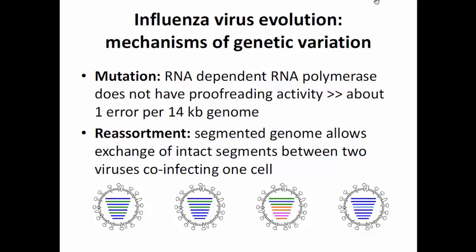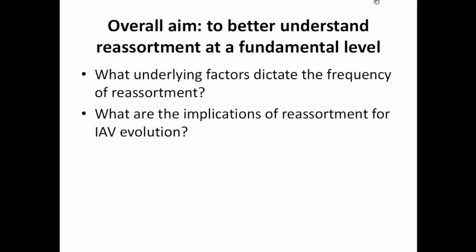So together, mutation and reassortment give rise to highly diverse viral populations within a host and within a host population. Genetic variation, of course, does not equal evolution, but under these conditions of high genetic variability, if a selection pressure or a bottleneck is applied, evolution will occur. So our overall aim in the work I'll present is to better understand reassortment at a fundamental level by addressing these 2 questions. So what underlying factors dictate the frequency of reassortment, and what are the implications of reassortment for influenza virus evolution?